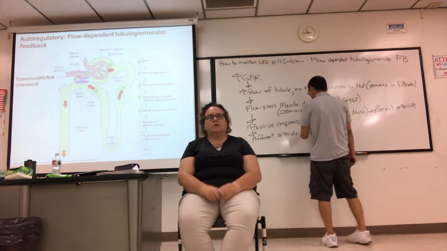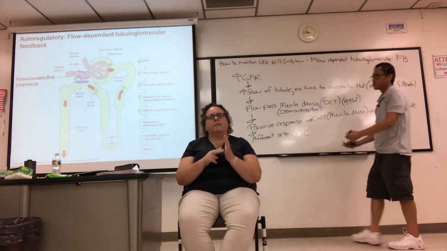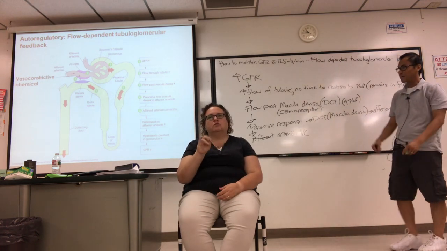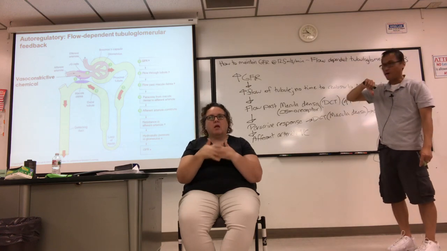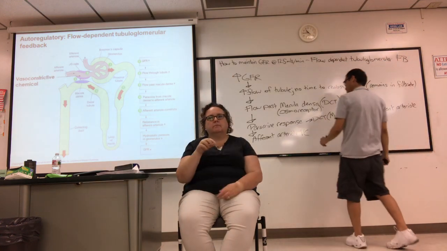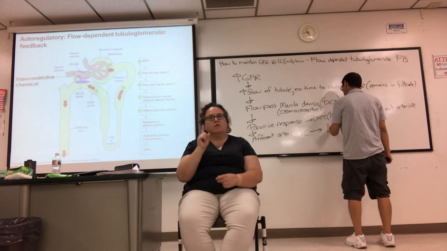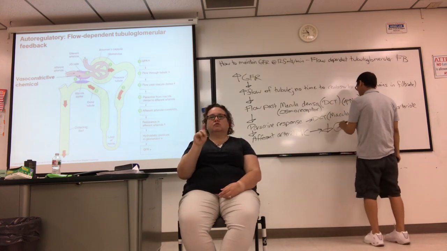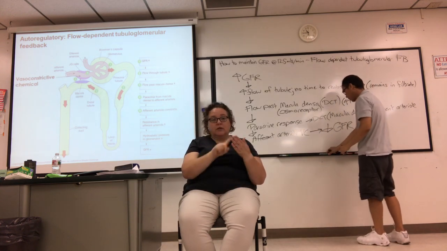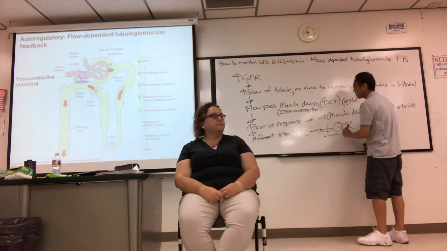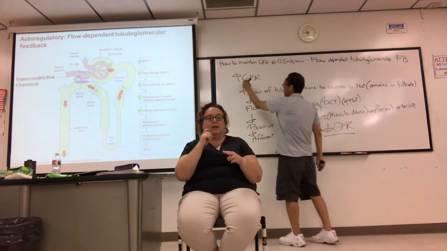I'll put VC, you know what that means, vasoconstrict, increase the resistance to the blood flow there. That's going to drop the GFR if you vasoconstrict the afferent arteriole. Decrease GFR, and you go back and check to see if you did the right thing. You decreased it because the imbalance was you increased it too much.